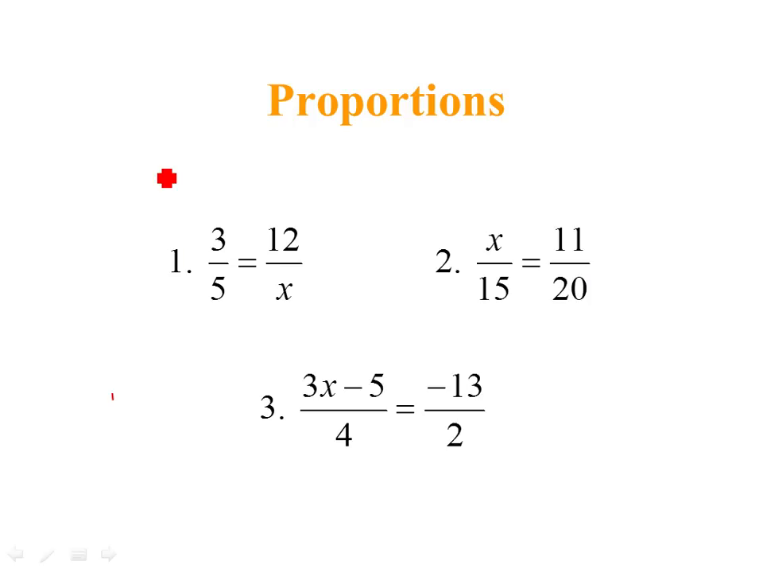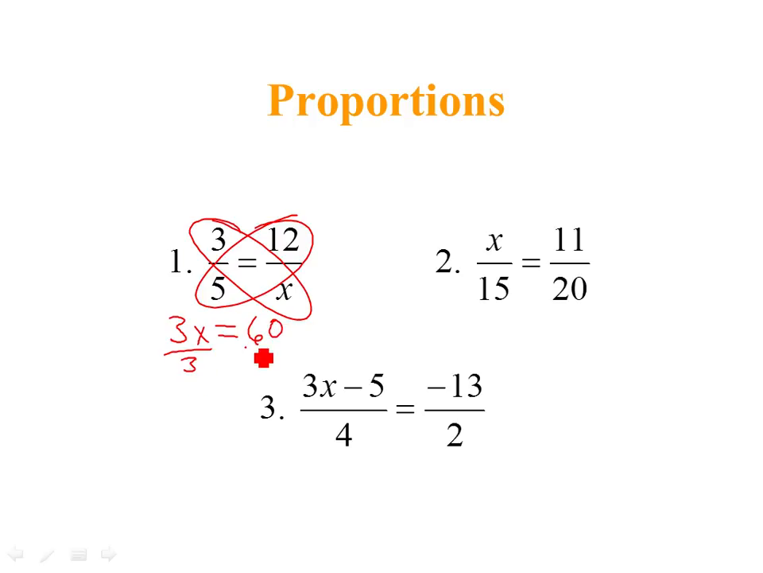What would you do to solve this proportion? What do you do again? Cross multiply. And I'm just going to do this real quick. So you end up, hopefully you remember this, 3x equals 5 times 12 is 60. Divide by 3, what's x equal? 20?